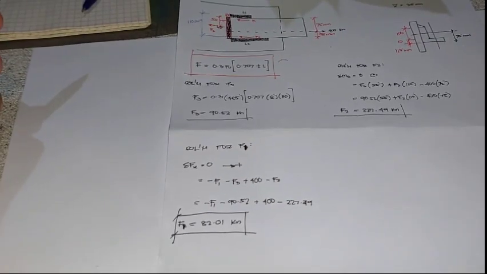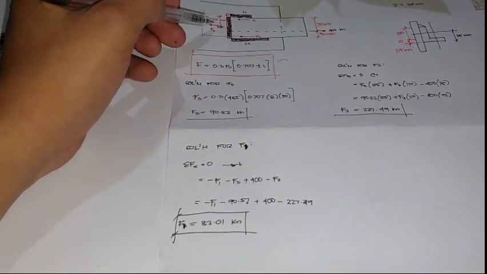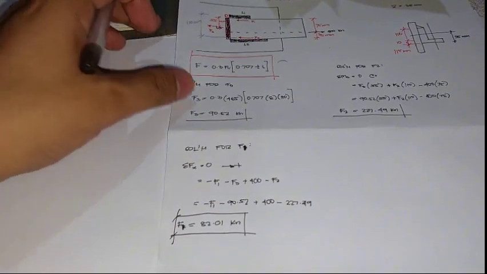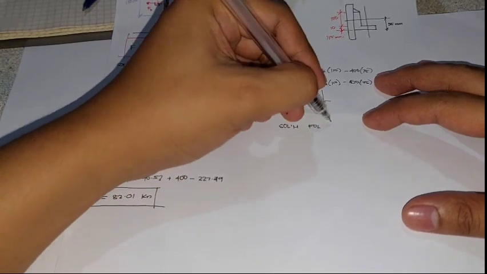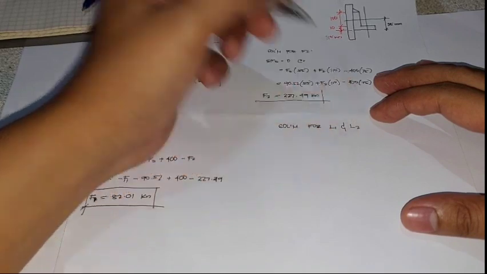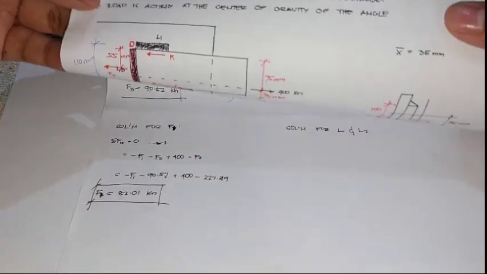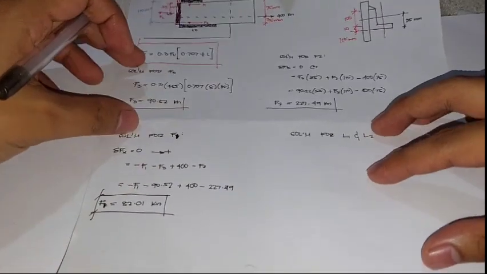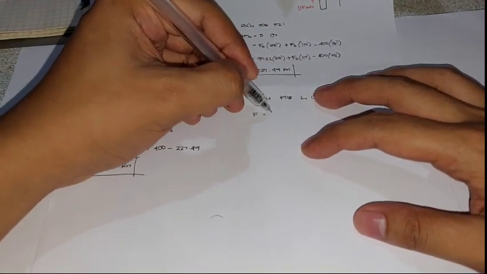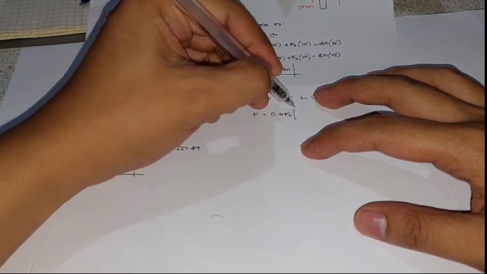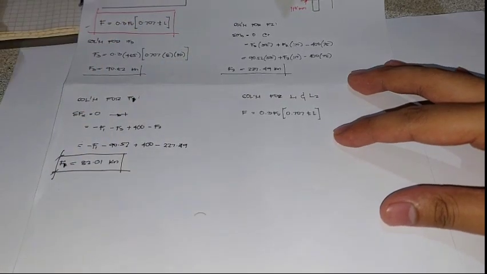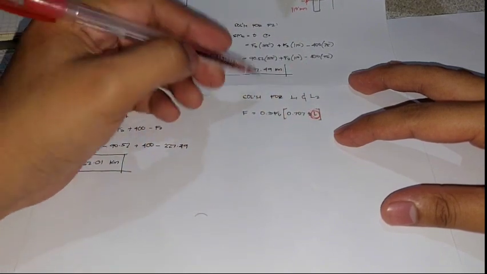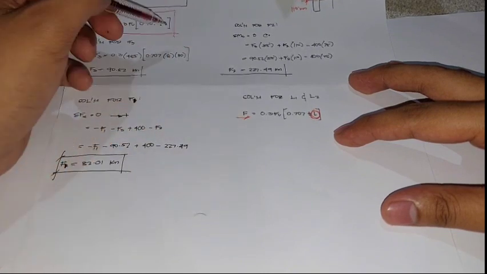Next we solve L1 and L2. Since L3 is already known, solution for L1 and L2. Write the formula again: F is equal to 0.3 FU times 0.707 times thickness times length. What we are solving for now is L, because we already have the value of F.